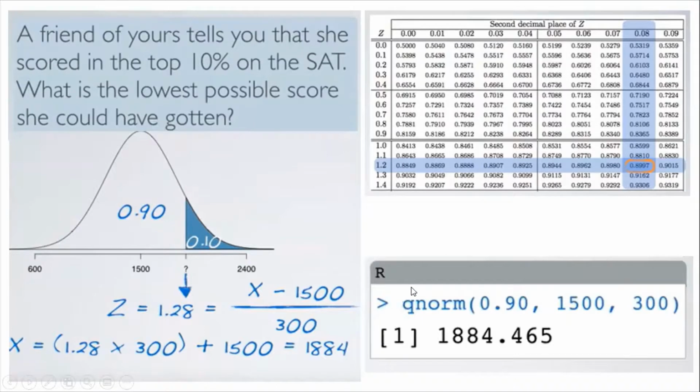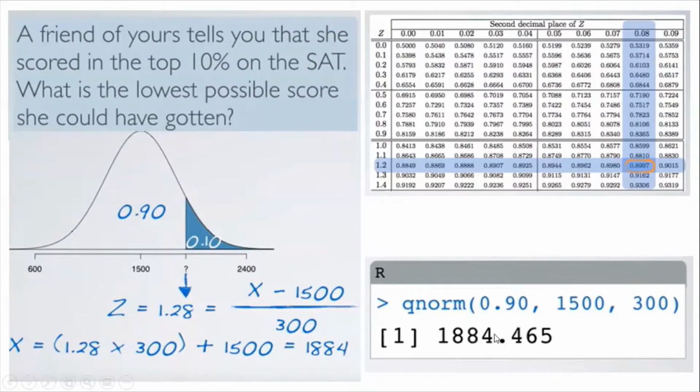And now we can calculate this value from R. Previously we used the function pnorm, okay? Now we use qnorm, so you got another function. What is pnorm? It is the probability of area under the curve. What is qnorm? What does Q mean here? Q is basically the point, the z-score, when the probability is given. So when you have the probability, you can find a z-score, as long as you know the mean and standard deviation. So we get approximately 1884, okay? So somebody said that he is within the top 10%, then his lowest possible SAT score could be 1884.